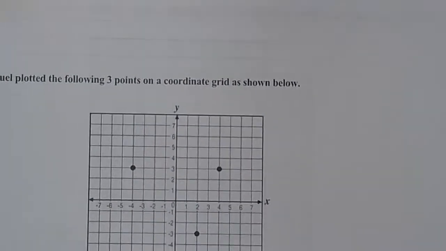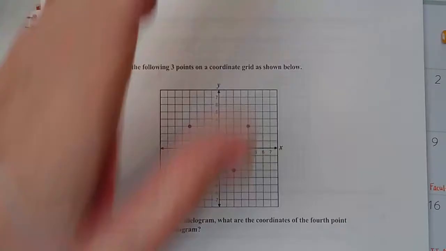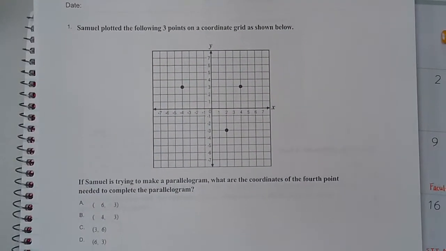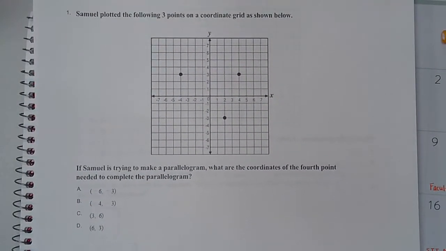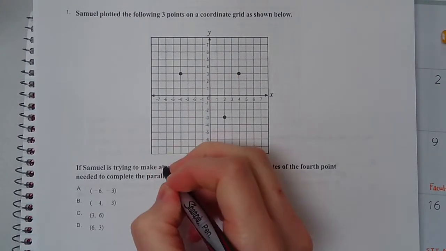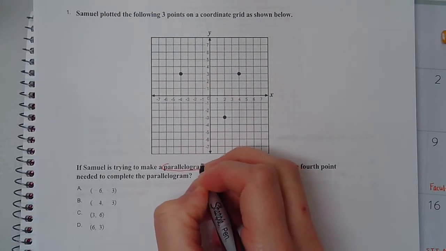All right. First question, let me zoom out some. Samuel plotted the following 3 points on a coordinate grid as shown below. If Samuel is trying to make a parallelogram, what are the coordinates of the fourth point needed to complete the parallelogram? So one thing we need to remember here is what in the world was a parallelogram? We have to remember what that was.